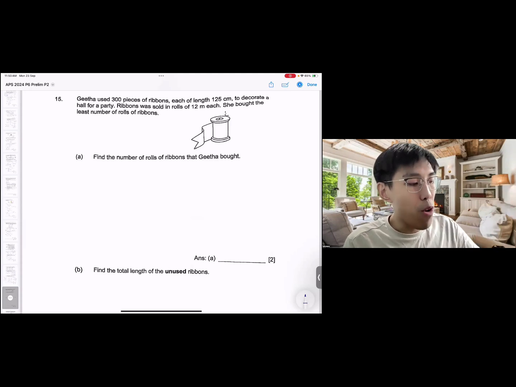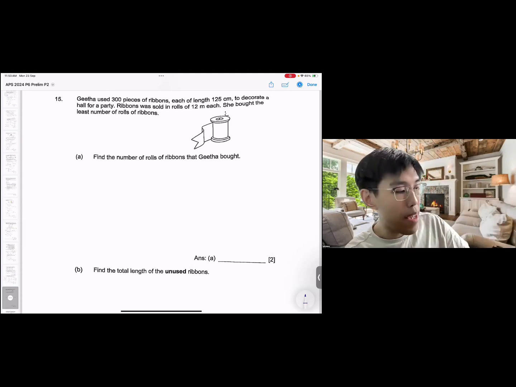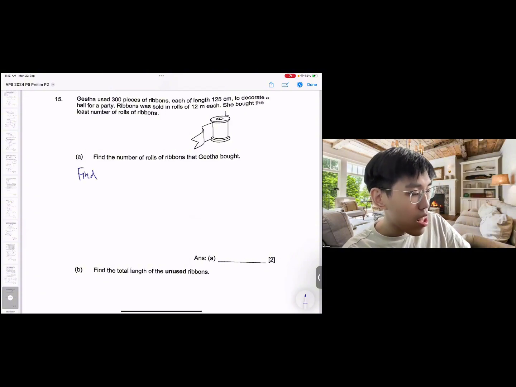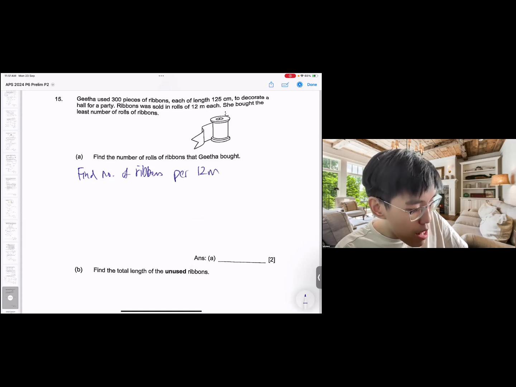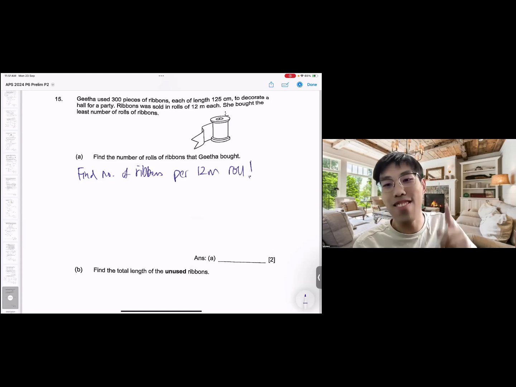So I need to find the number of rows of ribbons that Gita bought. I say it is to find the number of ribbons per 12-meter row. Then we use that to divide by 300 to see how many rows that we need.